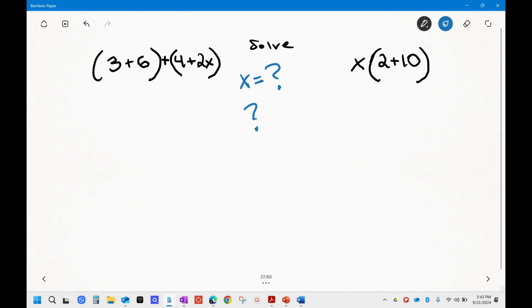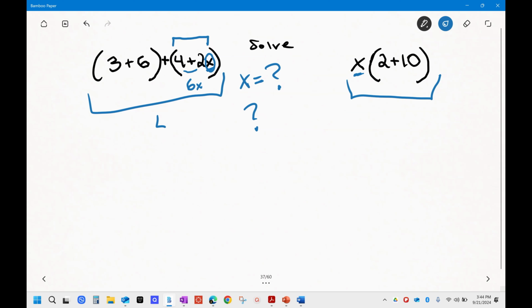But since we don't know what this number is over here, and we don't know what this number is over here, let's take this first set right here. Let's take this first problem, 3 plus 6 in parentheses, and then plus, and then another set of parentheses, 4 plus 2x. Now see, you can't do, and this is why I recapped that stuff with you just a minute ago, because you can't add 4 plus 2x, because we don't know what this number is. And if you were to go like, oh, well, 4 plus 2 is 6, so that must be 6x. See, that's not going to work. It doesn't turn out right.